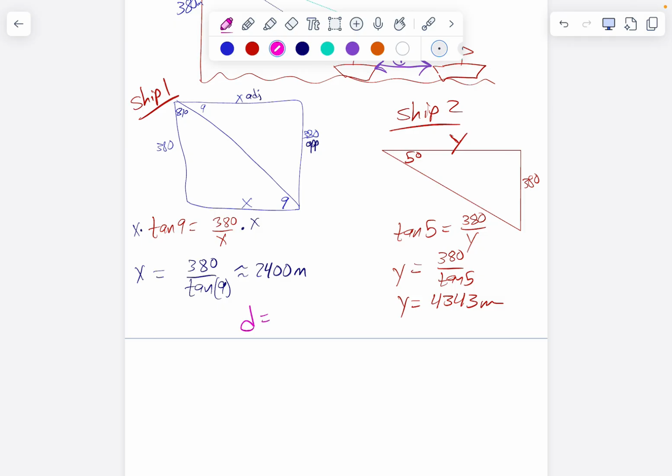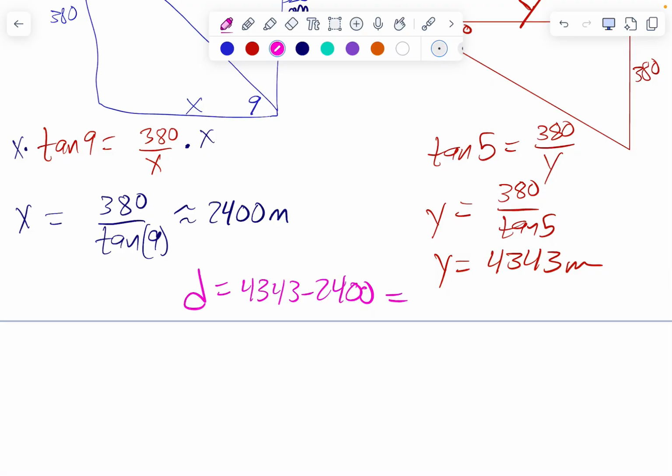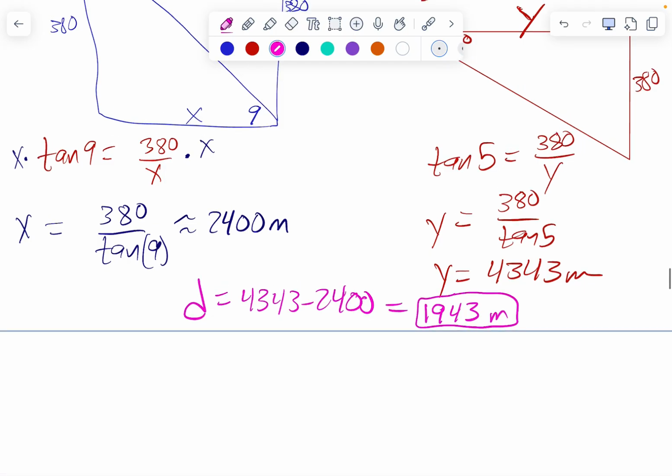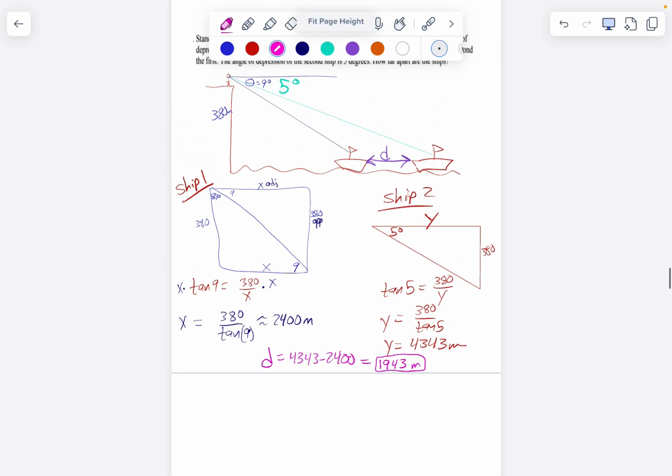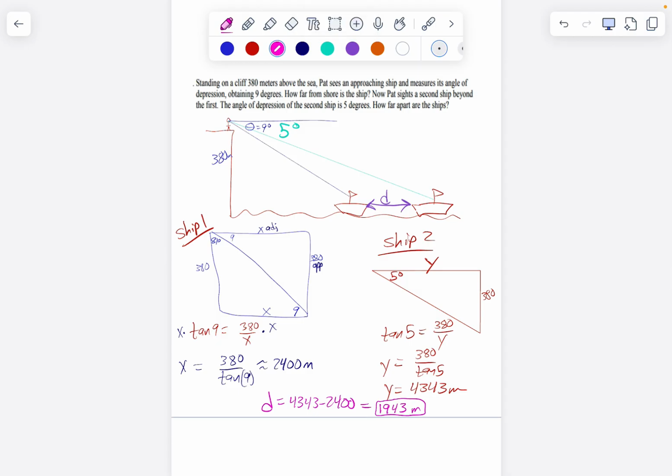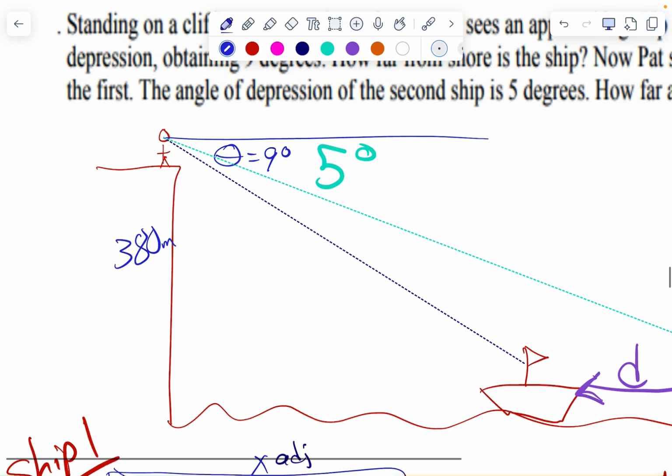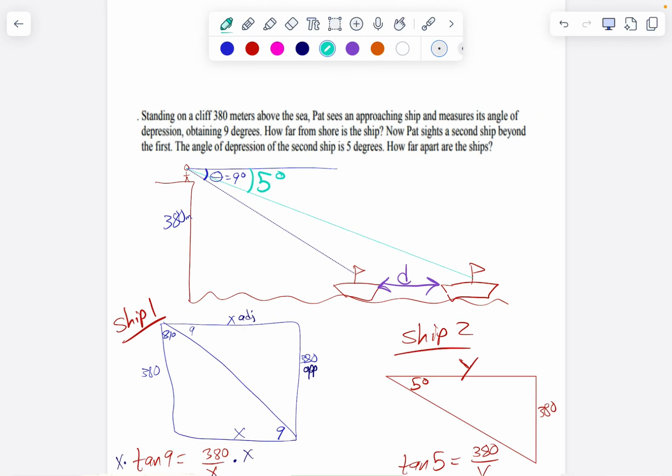The distance between them, we just subtract. And what do you get there? 1943? Okay. Thank you. All right. Everybody good? All right.